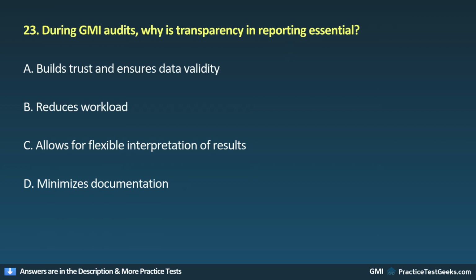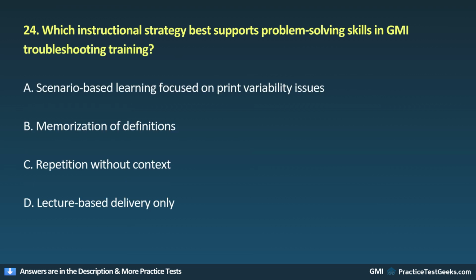23. During GMI audits, why is transparency in reporting essential? A, builds trust and ensures data validity. B, reduces workload. C, allows for flexible interpretation of results. D, minimizes documentation.